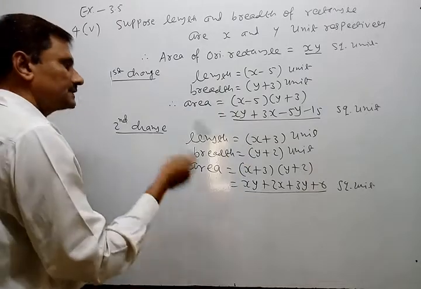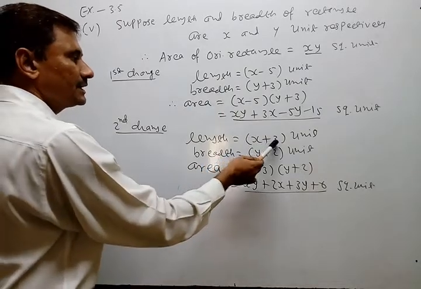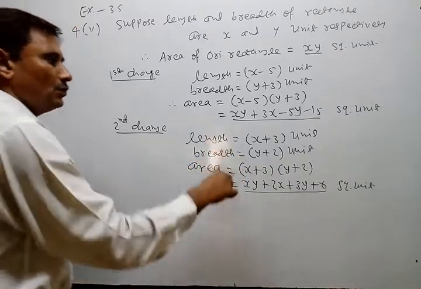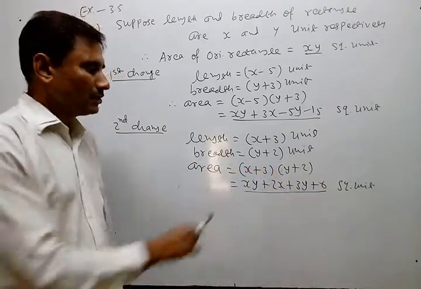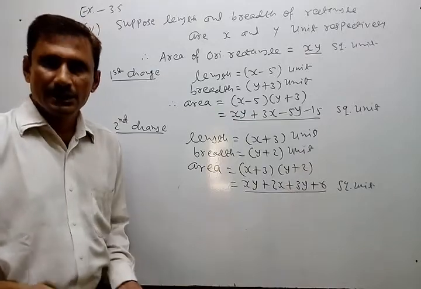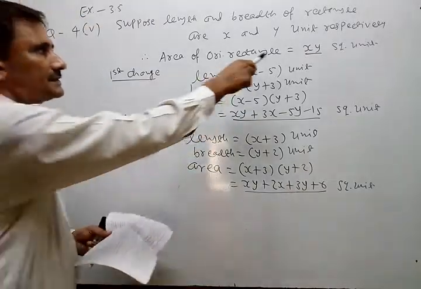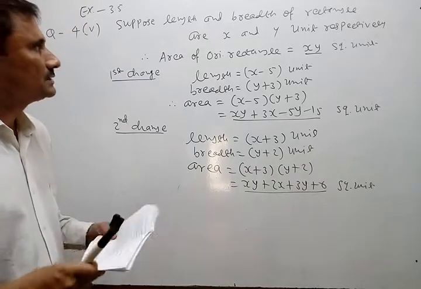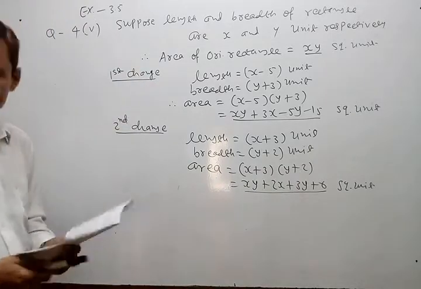Now according to their statement, length reduced by 5, breadth increased by 3, so the new area we got is this much. And according to the second statement, they increase length by 3 and breadth also by 2, so the new area we got by this expression. Now just compare all three expressions internally. Okay, so I am just going to rub this one.